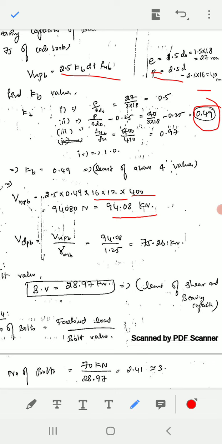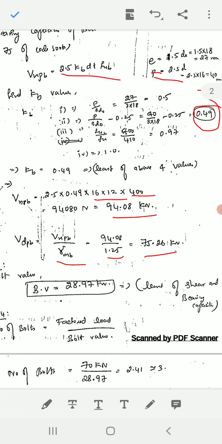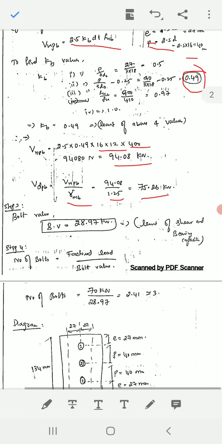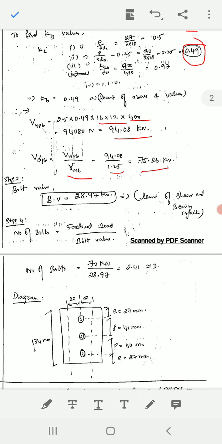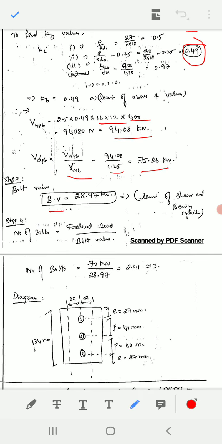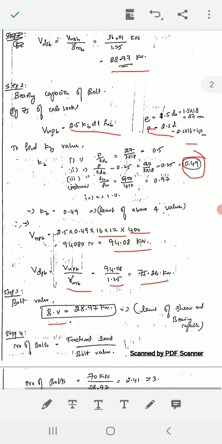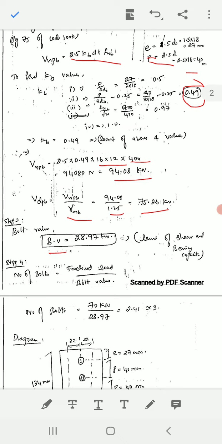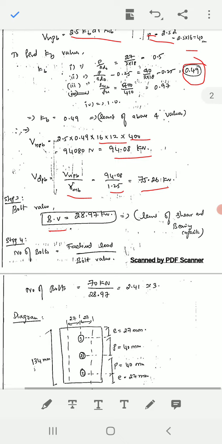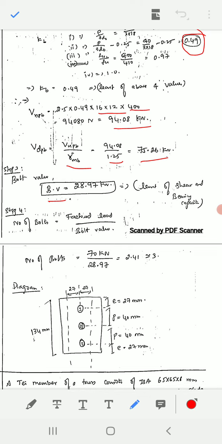Then VDPB is VNPB divided by gamma NB. Gamma NB is 1.25, you will get 75.26 kilonewton. Then after we got shear capacity and bear capacity, now we have to find out the bolt value, that is BV. Bolt value is equal to the least value of the shear capacity and bear capacity. Whatever the shear capacity value we got, that is 28.97, and bear capacity value, that is 75.26. Out of this, least value is 28.97, that is the bolt value, 28.97.